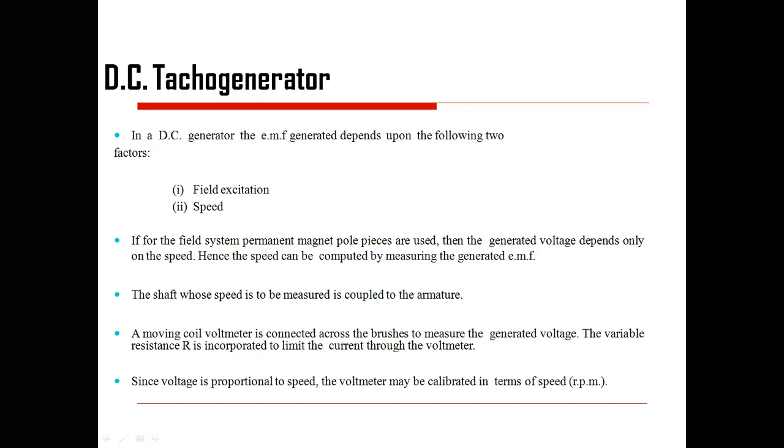Since voltage is proportional to the speed, the voltmeter may be calibrated in terms of speed. What it says is that the voltage is proportional to speed. Whatever the output voltage, if that voltage is proportional to speed, the voltmeter with the help of which we measure the voltage generated due to the speed is calibrated in terms of speed, that is, RPM.